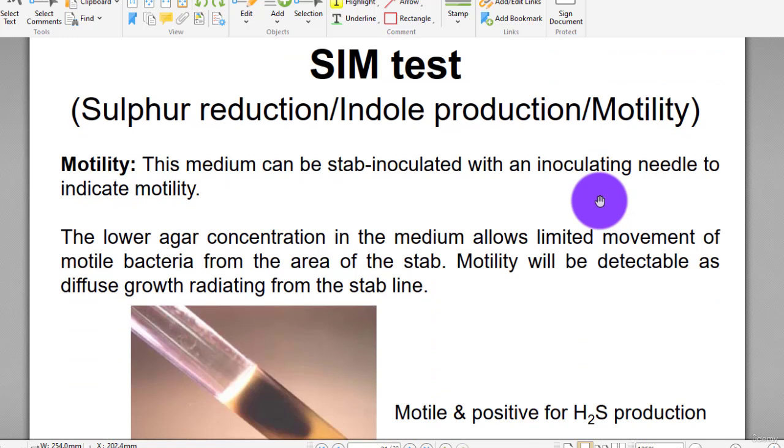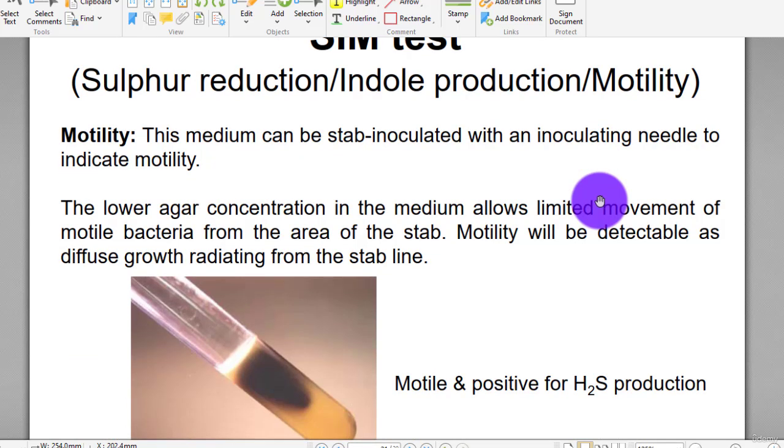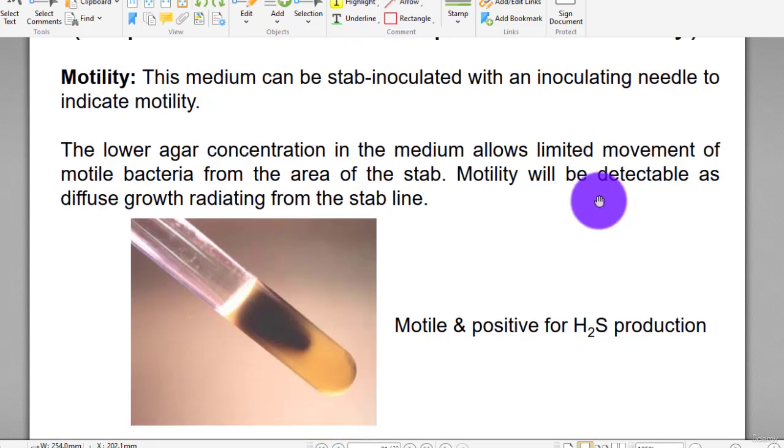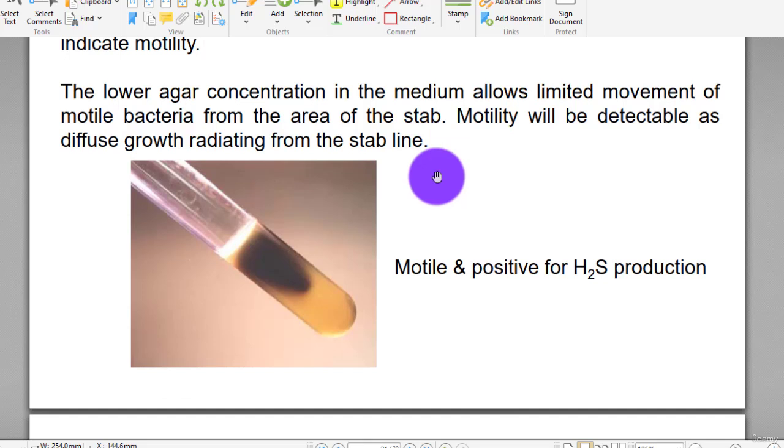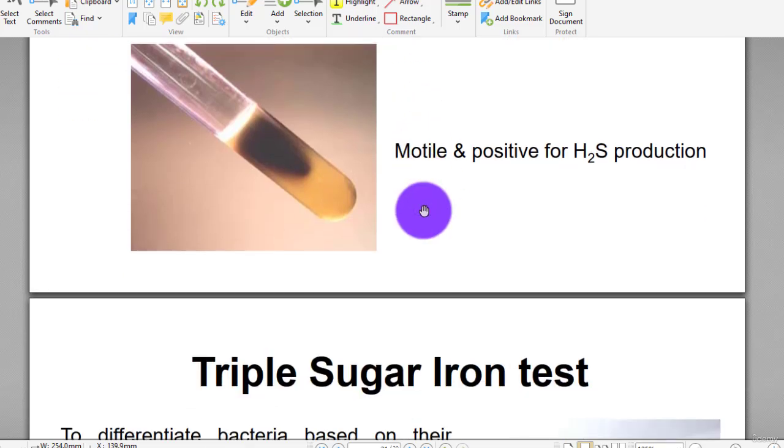Sulfur reduction, indole production, motility. This medium is semisolid, inoculated with an inoculating needle by stabbing to indicate motility. The low agar concentration in the medium allows limited movement of motile bacteria away from the stab line. Motility will be detectable as diffuse growth radiating from the stab line. Motile is positive, followed by H2S production.